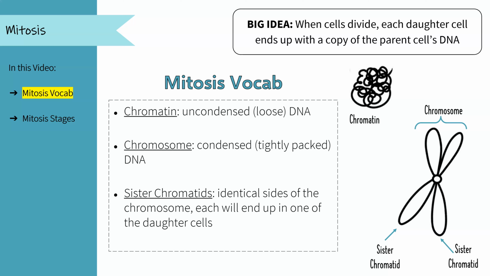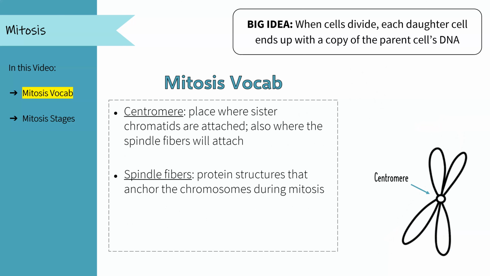So during mitosis, this chromosome will split down the middle. The two sister chromatids are held together with a structure called a centromere, and I've represented this with a little circle. The centromere holds those sister chromatids together, and it also provides an attachment point for structures called spindle fibers. I'm going to introduce spindle fibers here, but they'll make more sense when we talk about the process of mitosis. Spindle fibers are protein structures, and they are going to anchor the chromosomes during mitosis.